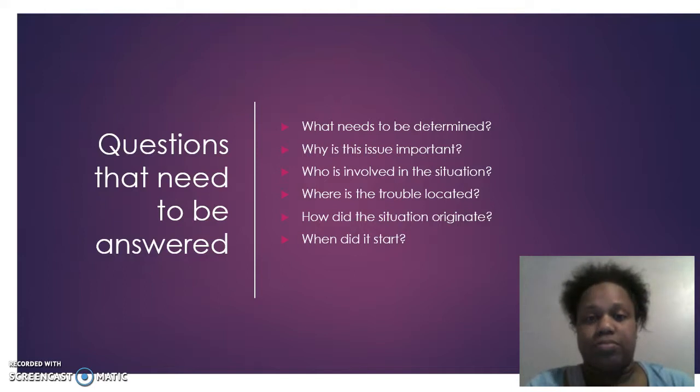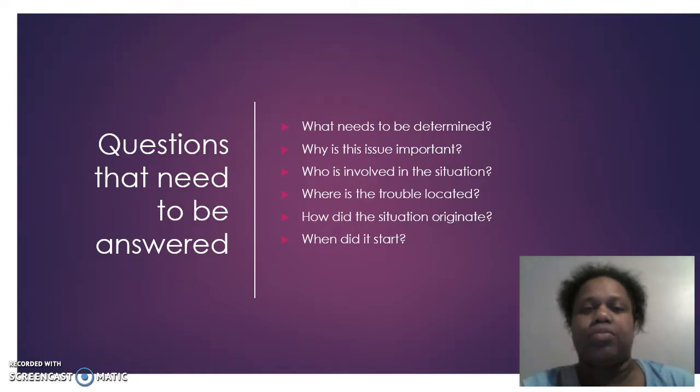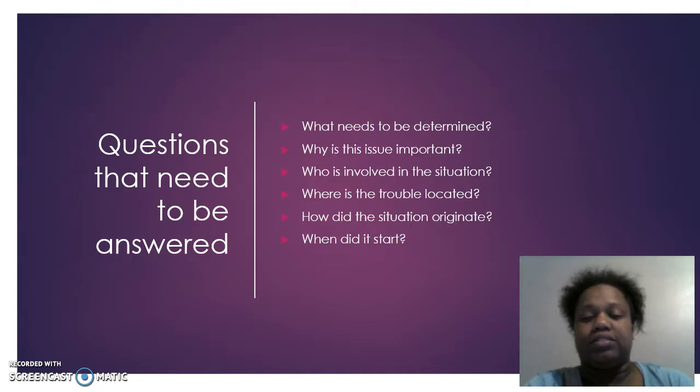And where is the trouble located? Where is the money coming from? Where is the issues with the employee-led things? Where is the issues with the vendors? Where is this trouble located? How can we find it? And how did the situation originate? That kind of coincides with where's the trouble located, because you have to find not only where it's located, but how did the situation start in the first place?